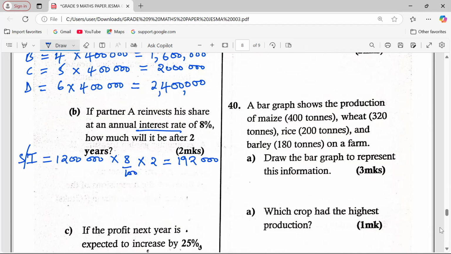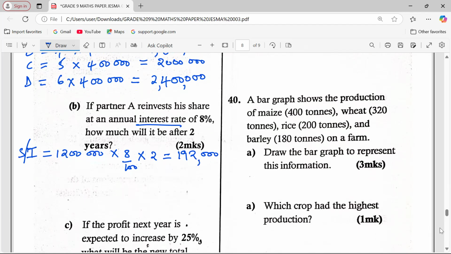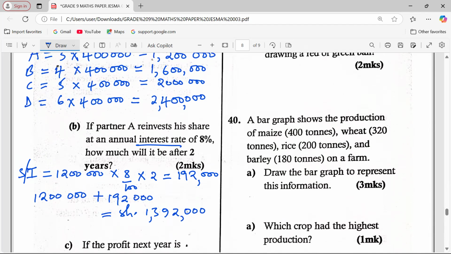So how much is this amount going to be? If he has earned interest of 192,000, and he has invested 1.2 million, how much is this person going to have at the end of the trading period of 2 years? So it will be 1,392,000 Kenya shillings. So that is what partner A is going to be having after a period of 2 years.